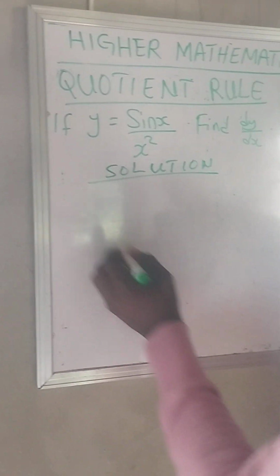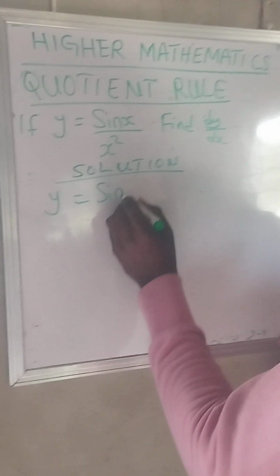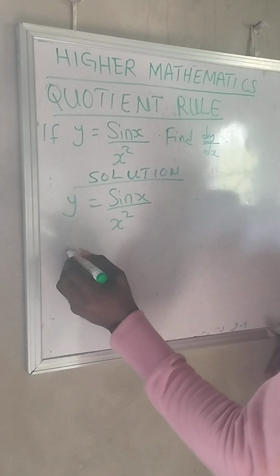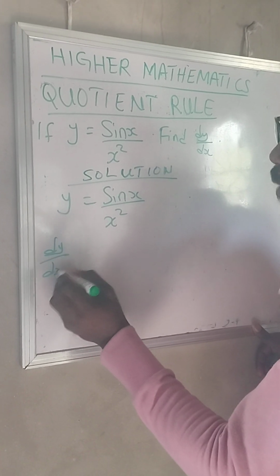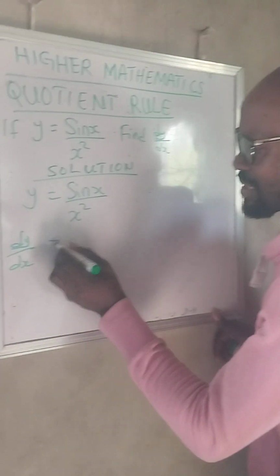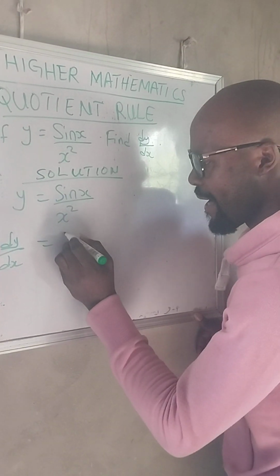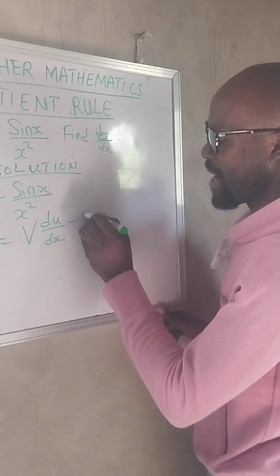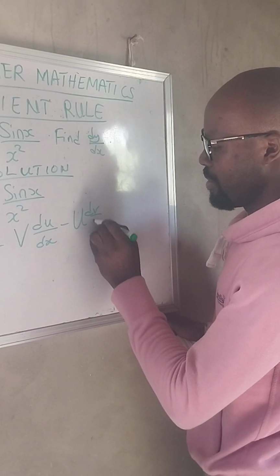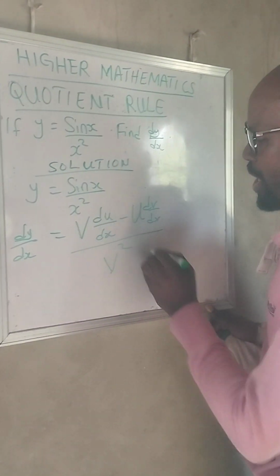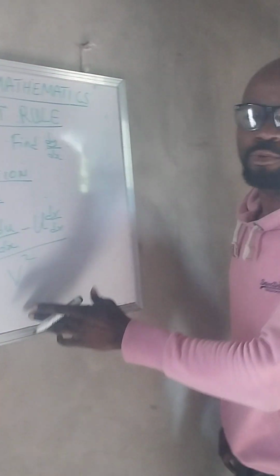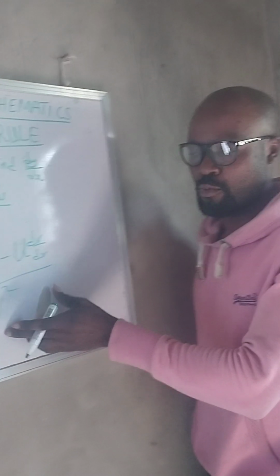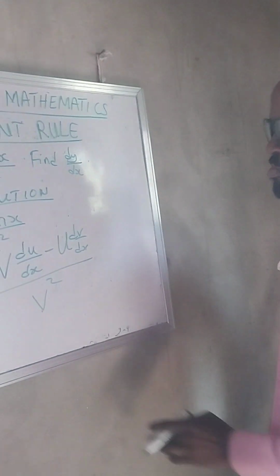Now, in quotient rule, we have a formula. Solution. In quotient rule, if y equals sine x over x squared, the formula says the derivative of y with respect to x is equal to v du over dx minus u dv over dx, all over v squared. This is the formula we use in solving problems that involve quotients. We use this rule.